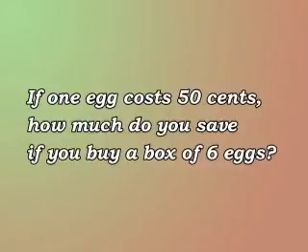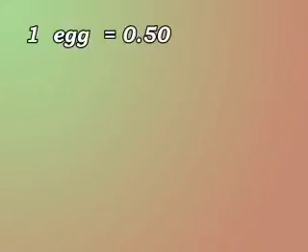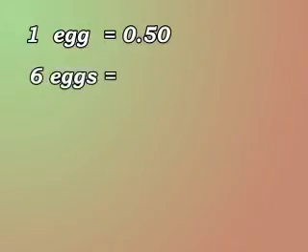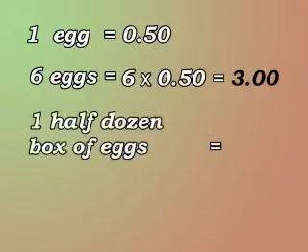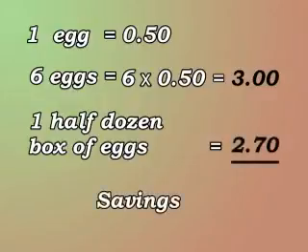Let's work it out. One egg costs 50 cents. So 6 eggs would be 6 times 50, which is 300. 300 cents is the same as $3. But if you buy a box of eggs with half a dozen eggs in it from Henry, you only pay $2.70. So how much do you save? You save 30 cents.